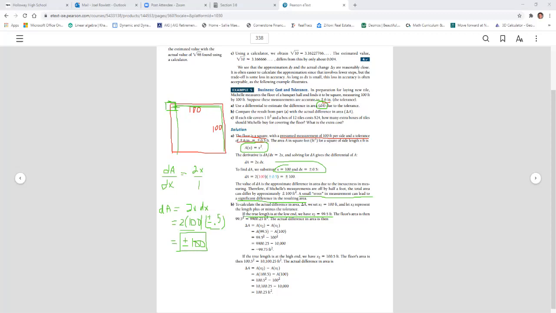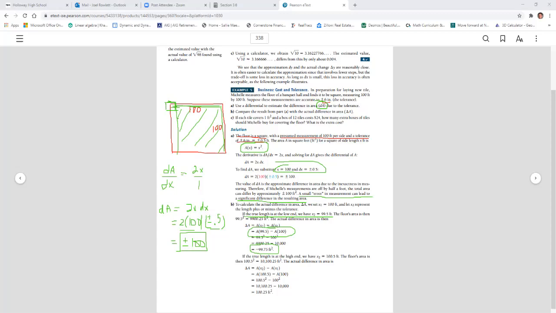And if you want to know the difference between a perfect 100 by 100 and a 99.5 by 99.5, you just subtract the areas. That gives us negative 99.75 square feet. So if she underestimated this, then she lost 99.75 square feet.